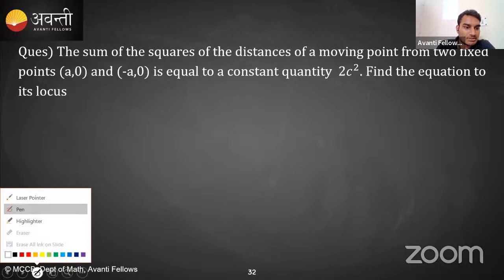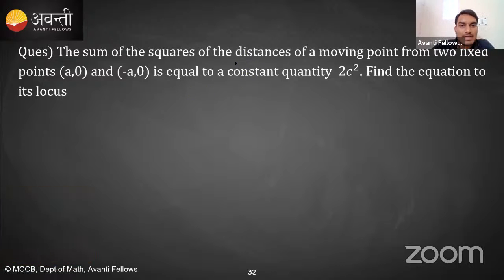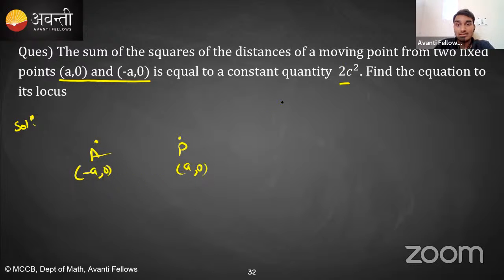So the question is saying that the sum of the squares of the distances of a moving point from two fixed points is equal to a constant quantity 2c square. Then find its locus. Means there are 2 points, let's say A and B, these are the fixed points: minus a comma 0 and a comma 0. See, this a and c, these all are given in the question. So हमारी अगर फाइनल इक्वेशन में a and c भी आए तो उन्हें एलिमिनेट करने की जरूरत नहीं है. These are not variables, these are given in the question.